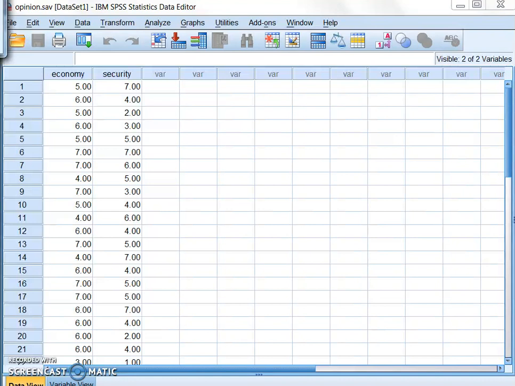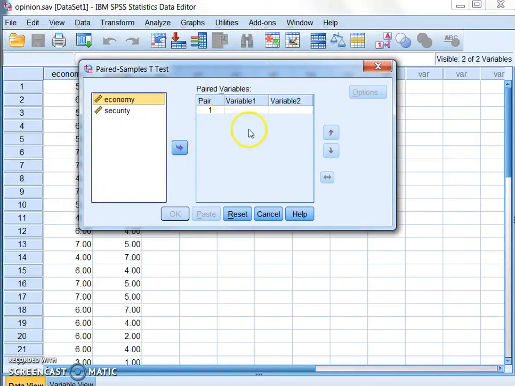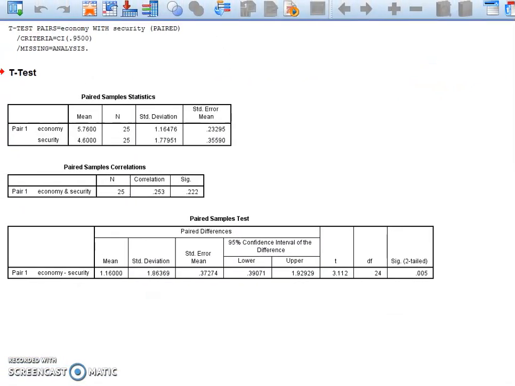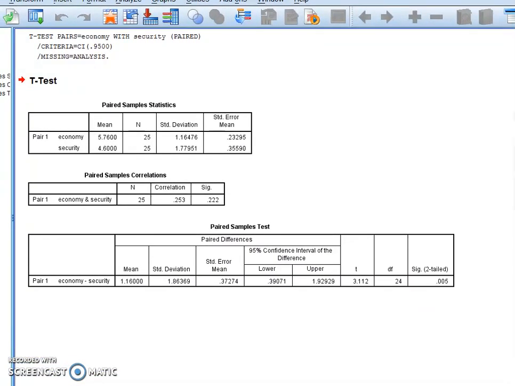And so the dialog screen comes up, and it asks for pairs of variables that you're going to compare. If you had a whole long list there, you could actually perform a number of comparisons at the same time. But for our case, all we need to do is send the economy over there and then security over there. Now I've got the two variables that we're going to include in the analysis. Then the next step is just to go ahead and click OK. When I do that, our output comes up right away.